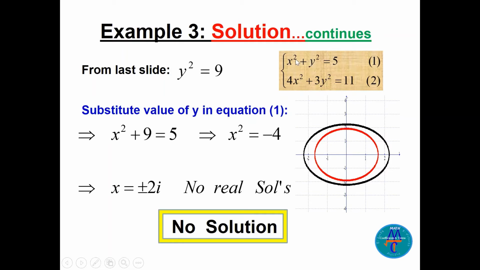See the graph of the first one, x squared plus y squared is equal to 5. This is a circle here. And the second one, 4x squared plus 3y squared is equal to 11 is an ellipse. They do not intersect. I put this graph as an extra tool so that you can see the solution.